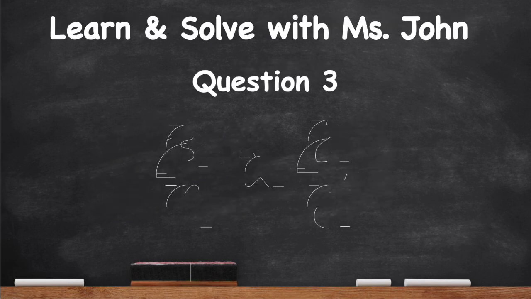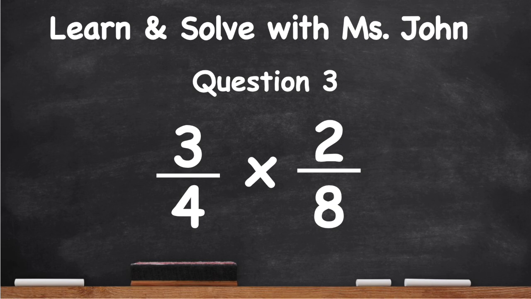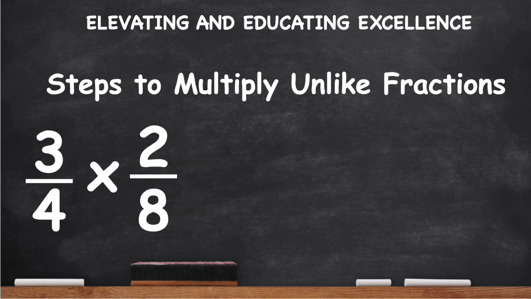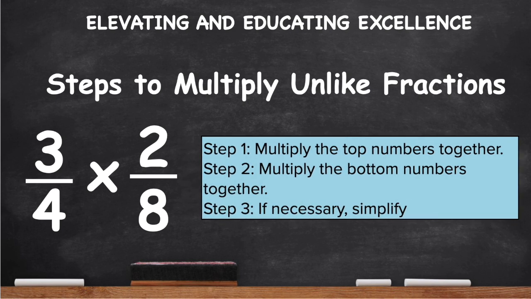Question number 3. We're going to do 3/4 times 2/8. Let's first go through the steps to multiply unlike fractions. I'll give you a little hint. It's the same as multiplying like fractions. So step number 1, multiply the top numbers together. Step number 2, multiply the bottom numbers together. Step 3, if necessary, simplify.